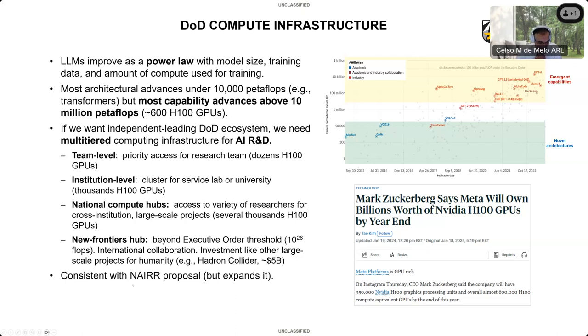By the way, this is also consistent with the NAIRR proposal that is out there to have a national compute hub, but this is complementary because this would be focused on US strategic interests, the DoD research roadmap. So it's complementary to whatever is being made available to the rest of society.